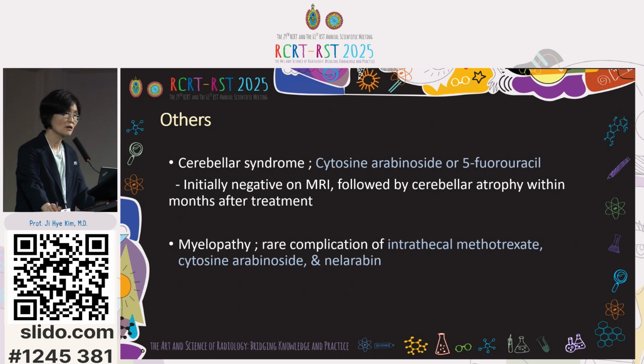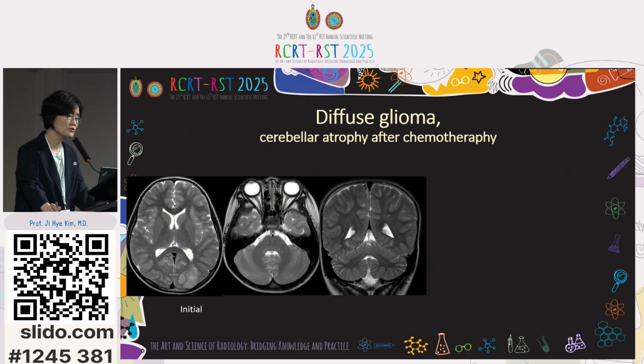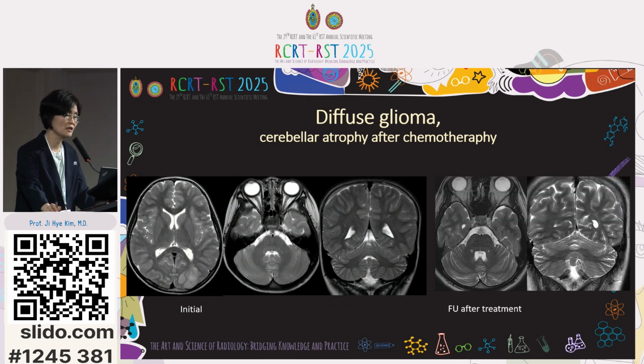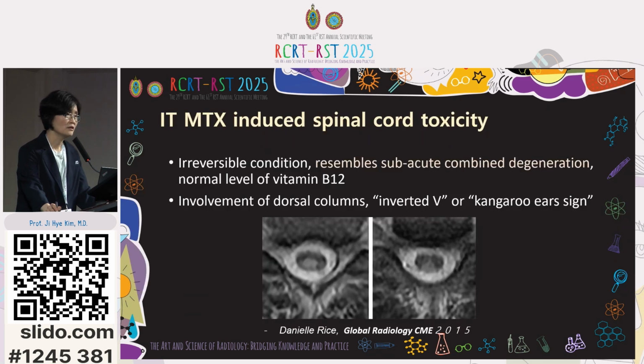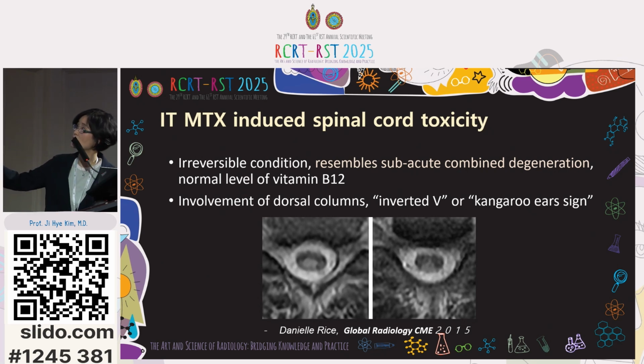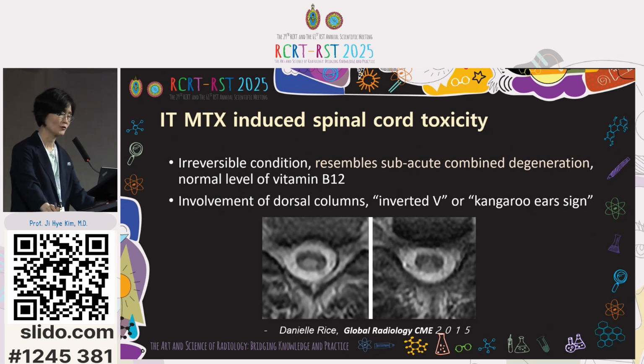There are other complications, including cerebellar syndrome and myelopathy. This diffuse glioma patient underwent chemotherapy, and the follow-up image shows cerebellar atrophy. The intrathecal MTX can induce spinal cord toxicity, which is very similar to subacute combined degeneration of the spinal cord with a normal level of vitamin B12, because it involves the dorsal column, which shows an inverted V or kangaroo ear sign on transverse T2 axial images.